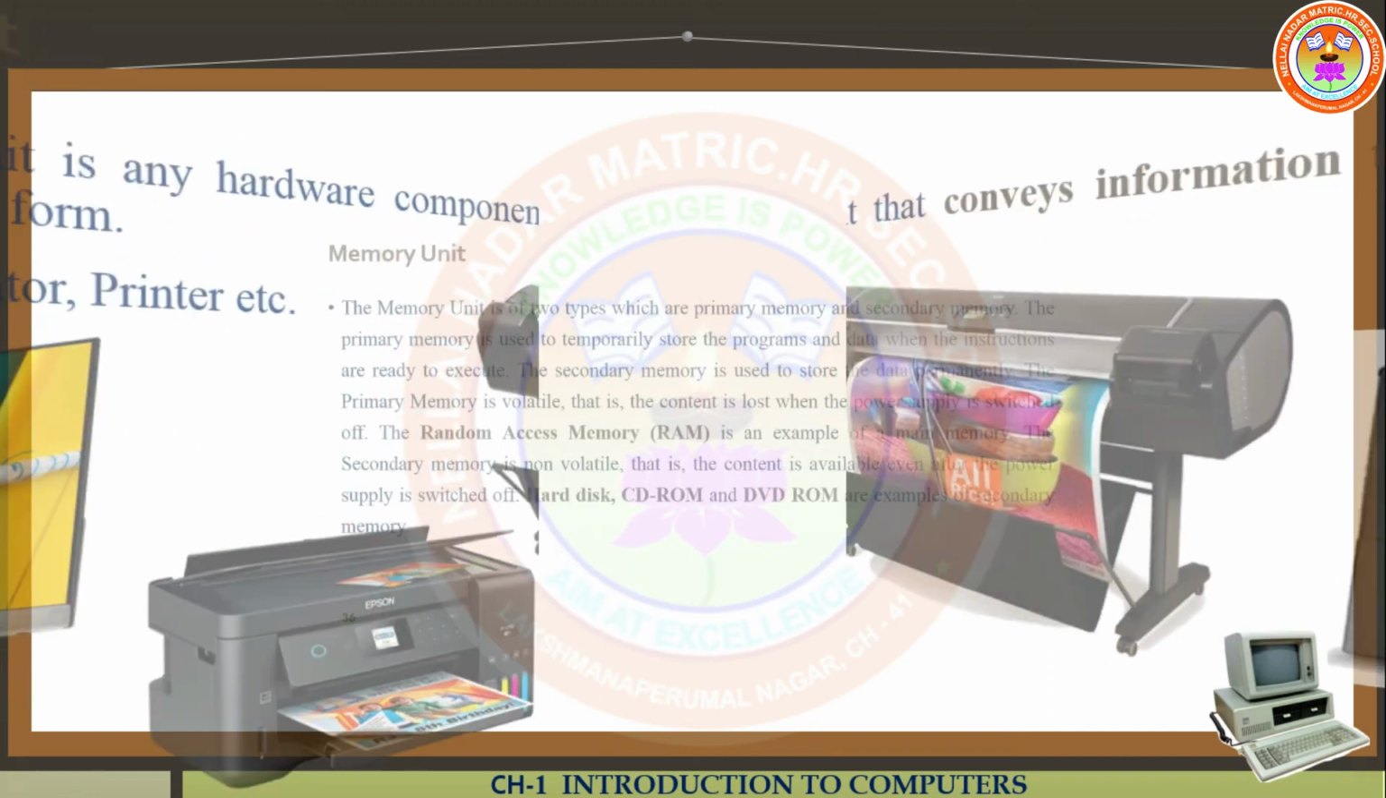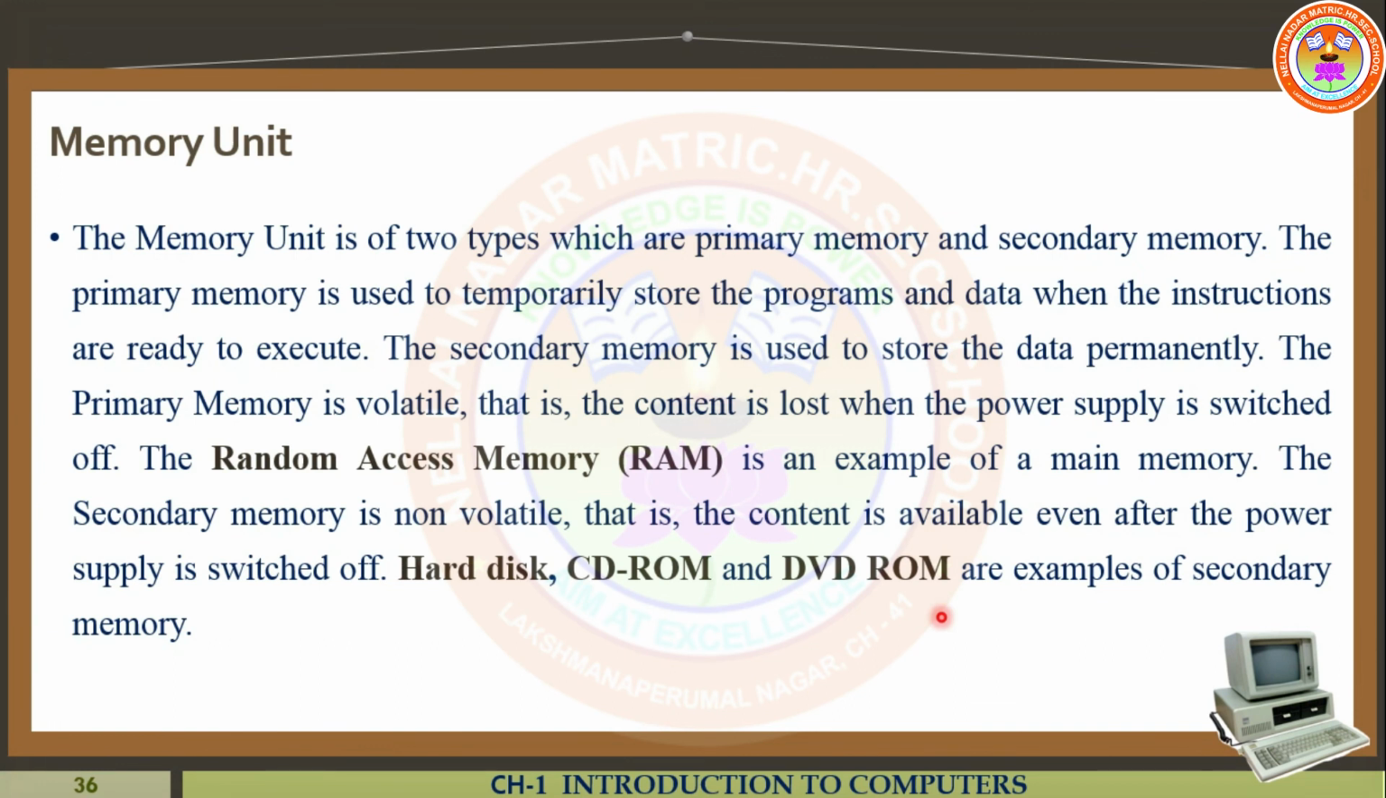The next unit is the memory unit. This is the final unit of the computer. We already discussed various units like the input unit, central processing unit, and output unit. The final unit is the memory unit. It is a very important unit. What is this unit used for? It just stores the information inside the computer.